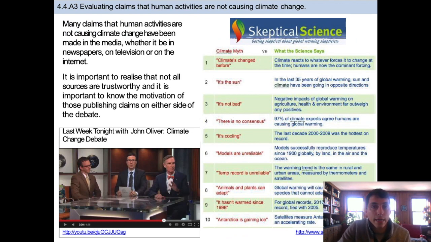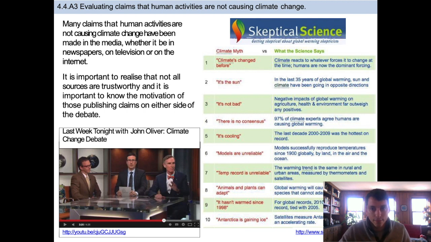So there are, of course, claims that human activities are not causing the climate change. Essentially, these tend not to be empirically sound arguments. Some people will say that the climate has changed before. Well, sure, but the climate reacts to whatever forces it to change at the time, and right now, that is humans. Some people will say, well, it's the sun. They'll look at what we said earlier about sunspots. Well, in the last 35 years, the sun has actually been getting less active, and the climate has been growing warmer. So those are very contradictory.